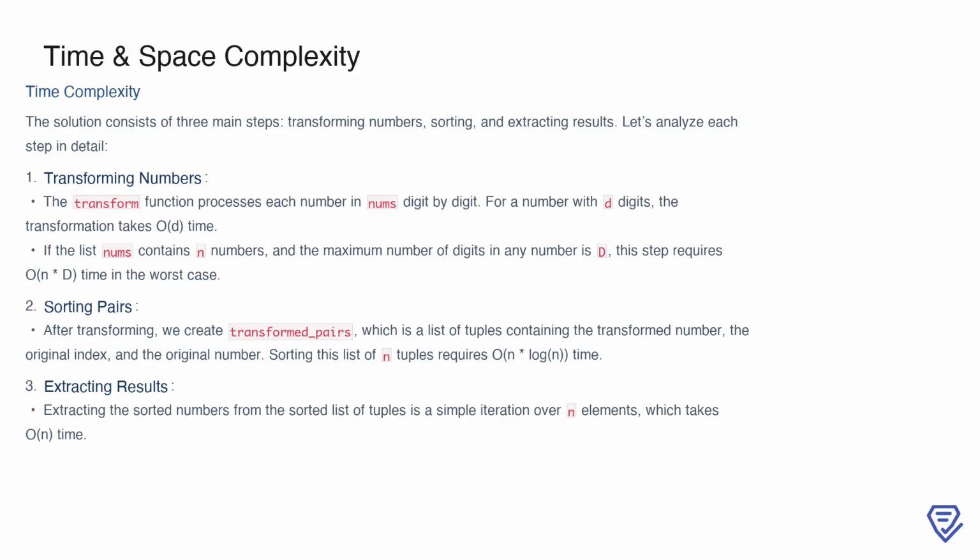Next, we move to sorting. After transforming the numbers, we create a list of tuples called transformed_pairs. Each tuple contains the transformed number, its original index, and the original number. Sorting this list of n tuples is an O(n*log n) operation. Finally, there's the step of extracting results. This involves iterating through the sorted list of tuples to gather the sorted numbers, which is an O(n) operation. By analyzing these steps, we can see that transformation and sorting are the dominant contributors to the total time complexity.